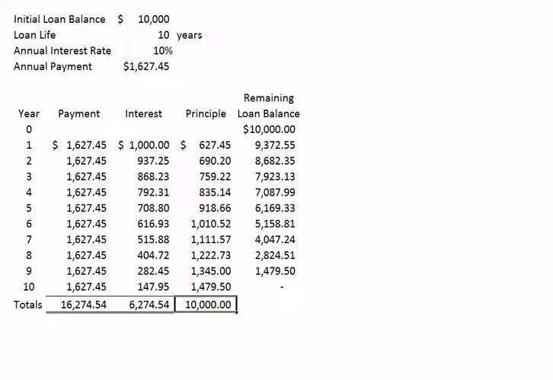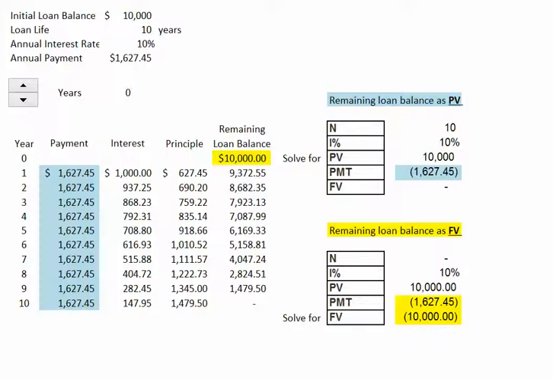Let's go ahead now and explore how we can calculate the ending loan balance and our amortization period at the end of any given year. On this worksheet, we have again our $10,000 loan. Here's our $1,627 payment and our interest portion and our principal portion. We can calculate the remaining loan balance as either a future value or we can calculate it as a present value. Let's consider a beginning loan balance.